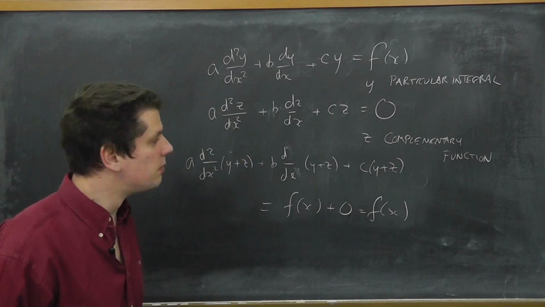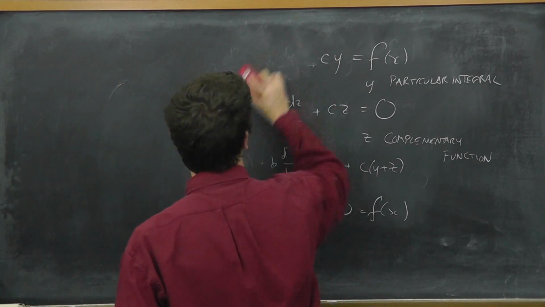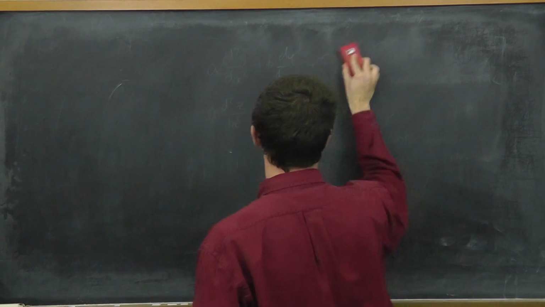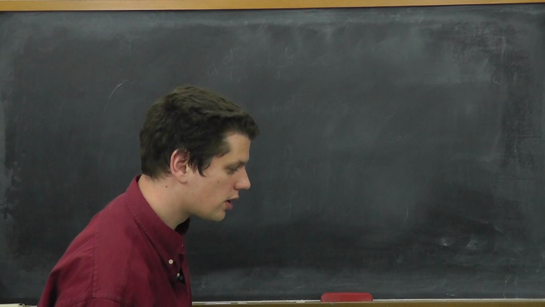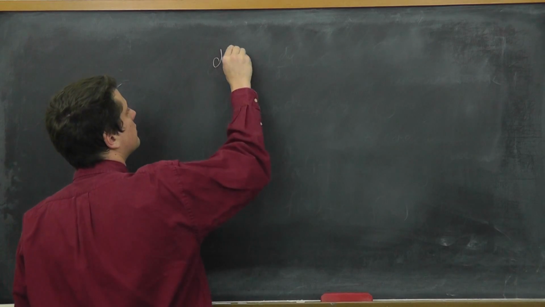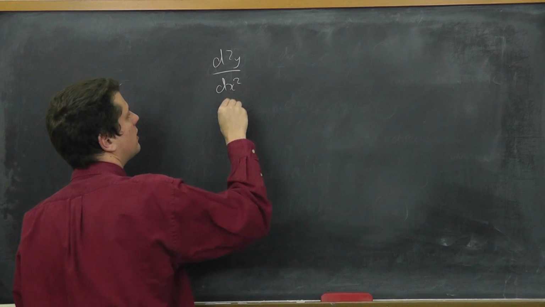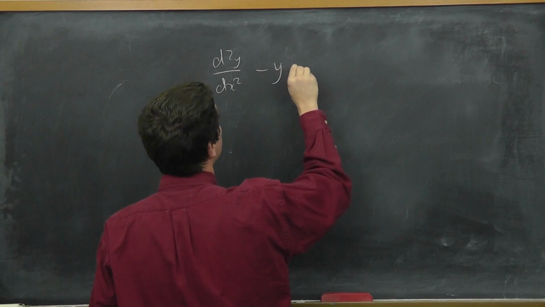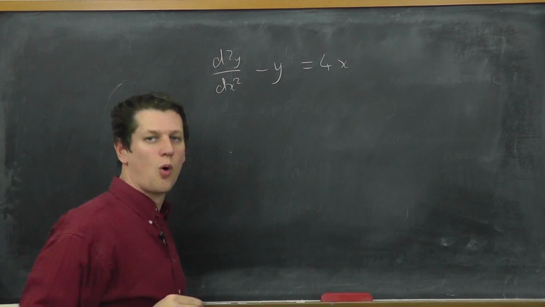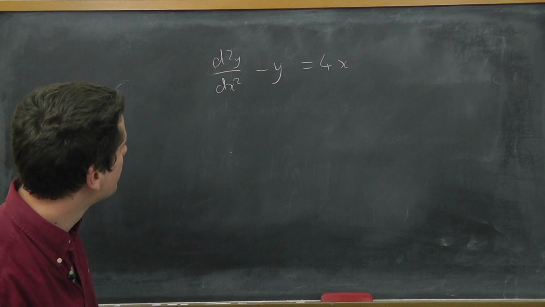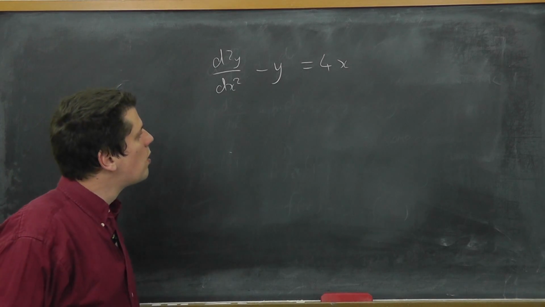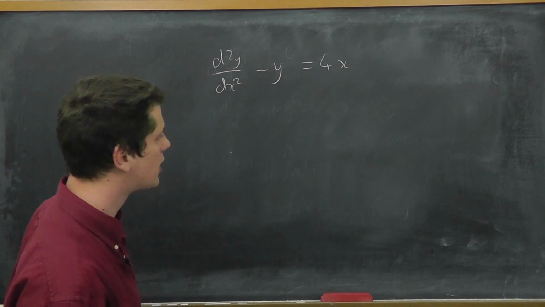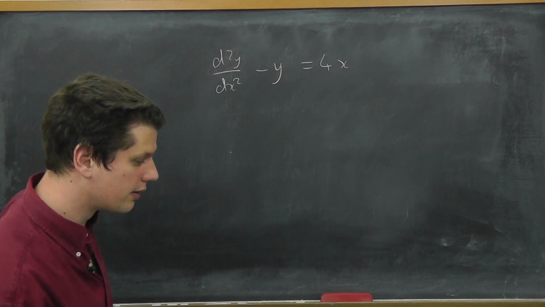Let's work through an example. Let's consider the differential equation d squared y by dx squared minus y equals 4x. So we can do the bits in either order. We could find the particular integral first, or we could find the complementary function first. Let's start by finding the particular integral.